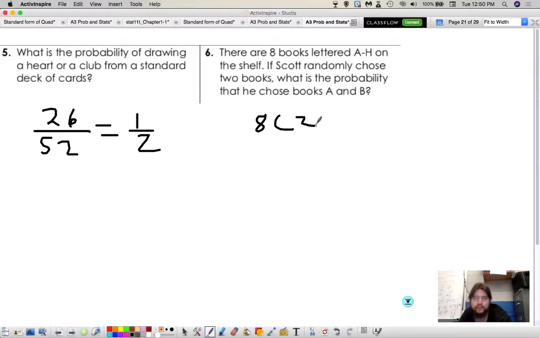Okay. He chose 2 books. Excuse me, 1 second.